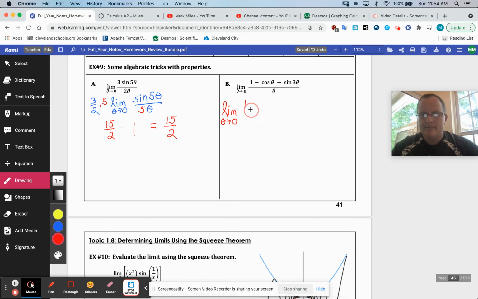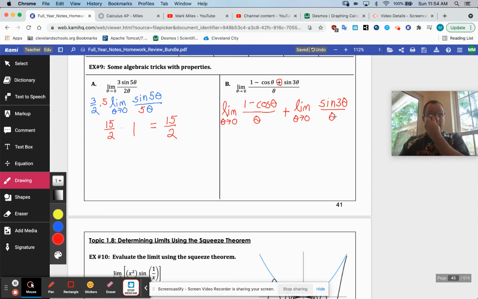So here we go. I've got a 1 minus cosine theta over theta. That one I like. We know what that one is. We don't have to do anything to that. Plus, and that's that addition sign right there, that one is coming down. The limit, distributing this limit. I think that's a proper thing to say, that we're distributing the limit. There's nothing wrong with that. Of sine 3 theta, something we're stuck with, over something we can manipulate.